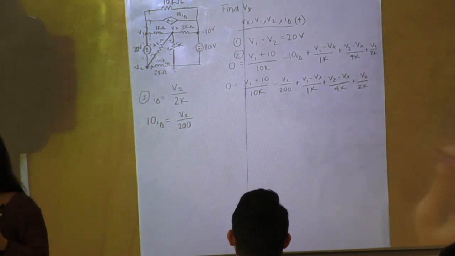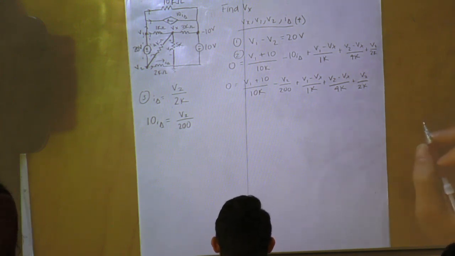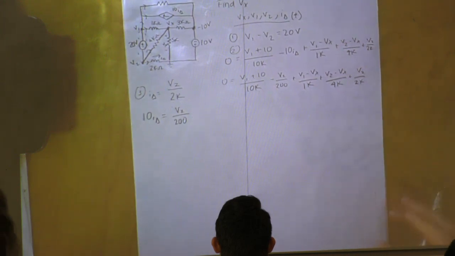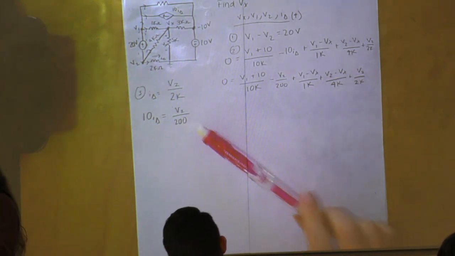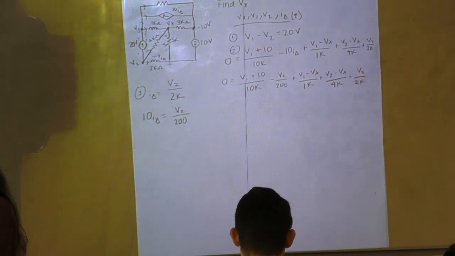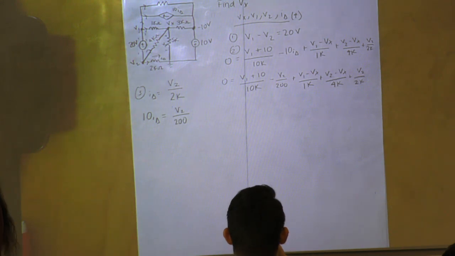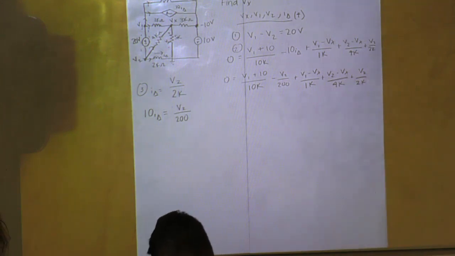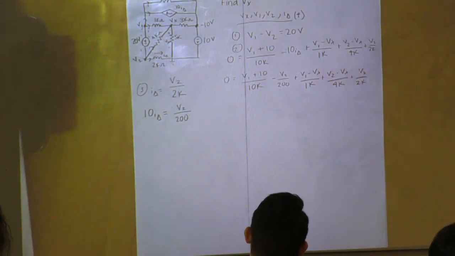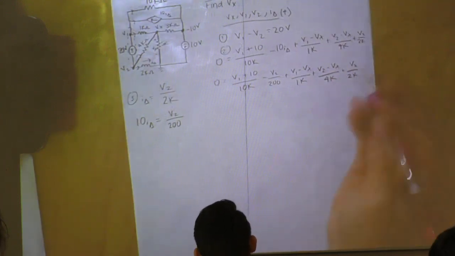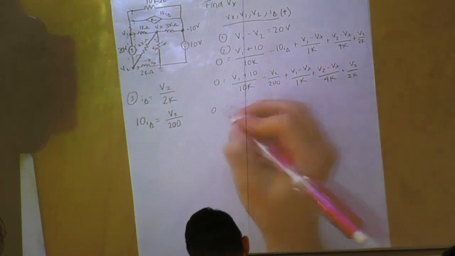Does anyone have any questions about how I'm getting these equations, or a question about anything in the equation? What changed in that? I plugged in our 10 I delta. So now we just have V1, V2, and Vx in our equations. I'm going to simplify this equation just so we don't have any fractions. We're going to multiply by the least common denominator. That's going to be 20K.